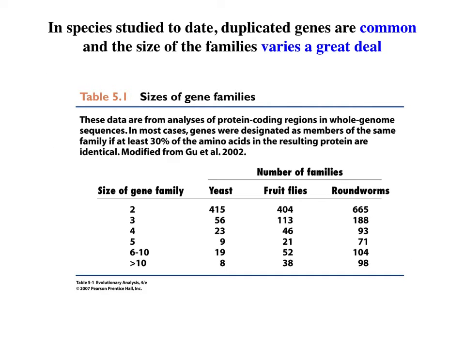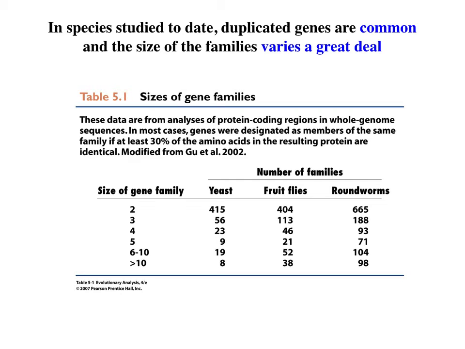So we now have lots and lots of studies that look at gene duplications in a variety of different organisms, and what we see is the size of the families vary considerably, but that they're common. Here we just have a table that shows you the size of the gene families all the way on the left, so it goes from 2 to above 10, more than 10 genes in a gene family. And then here we have some actual data from yeast, fruit flies, and roundworms. And what we see is that, in fact, we have lots and lots of genes that belong to gene families.